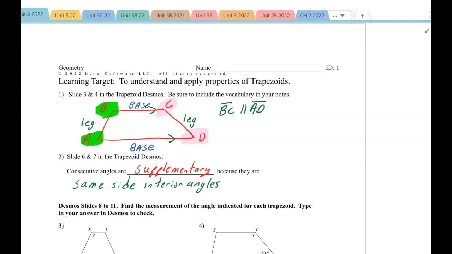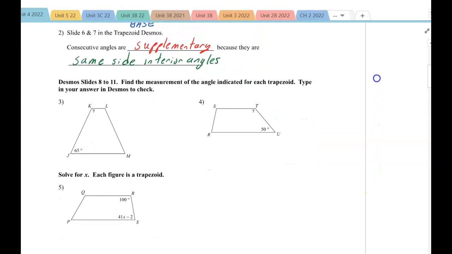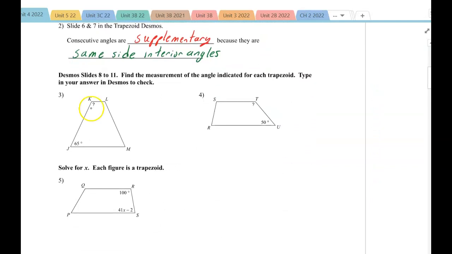Let's take a look at a couple examples that are similar to the Desmos but not exactly the same. So if you look at problem number 3, in order to find the question mark, because angle K and angle J are supplementary, I'm going to subtract 65 from 180, and doing that, the question mark is equal to 115 degrees. Likewise, in problem 4, angle T and angle U add up to 180 degrees. So angle T is 180 minus 50, which is 130 degrees.